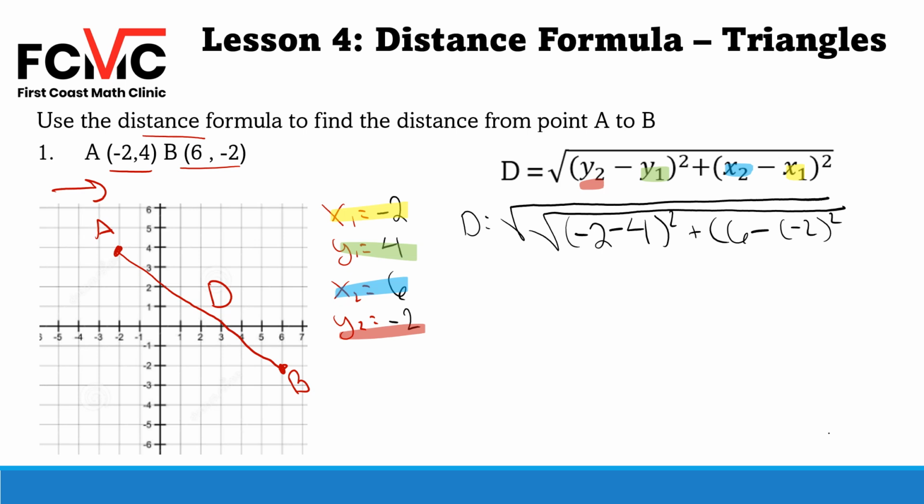Another big mistake is order of operations. When we're simplifying this, we want to simplify inside the parentheses, then exponents. So let's do our operations inside the parentheses. -2 minus 4 is going to give us -6. So we get -6 squared plus 6 minus -2. We can rewrite this using our addition or subtraction rule. So it's going to become plus positive, and we're going to get 8 squared.